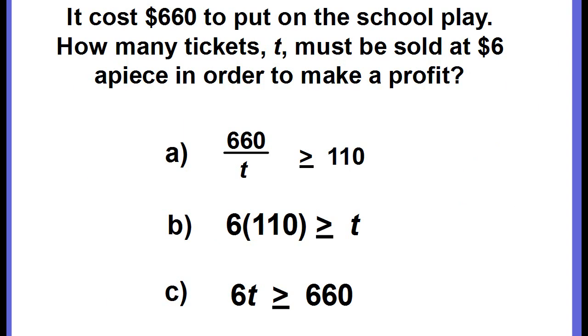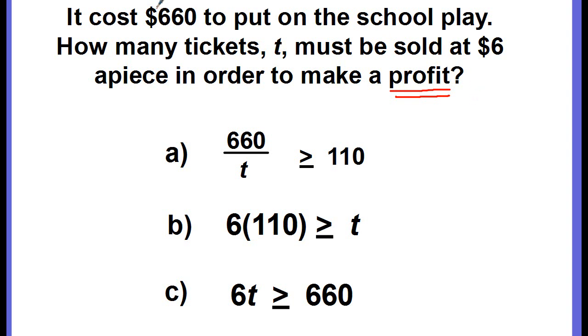Word problems. Okay, going from situations to inequalities. We want to write an inequality that represents this situation. So again, you're looking for those inequality clue words, those greater than, no more than, a minimum of. So it cost $660 to put on the school play. How many tickets T must be sold at $6 a piece in order to make a profit? Okay, so this is the clue word right here, and you kind of have to understand what profit means.